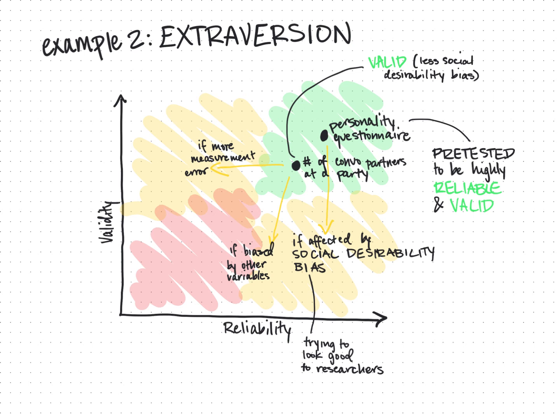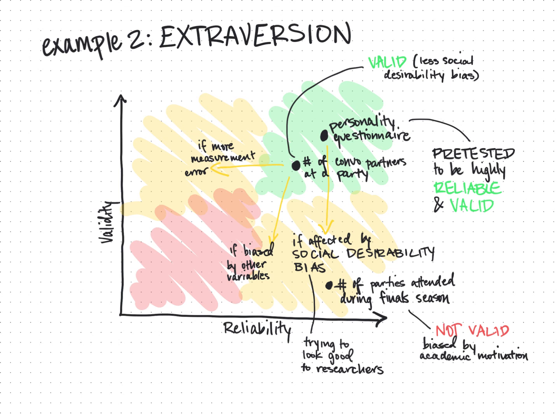But not every behavioral measure is reliable and valid. For example, if we were to measure the number of parties that a participant went to in a given month, that might be an invalid measure if sometimes we are measuring people's party attendance during finals season. So in that case, party attendance is not actually tracking extroversion, it's also tracking academic motivation to study instead of going out. So this measure is now not valid because it is biased by another variable.